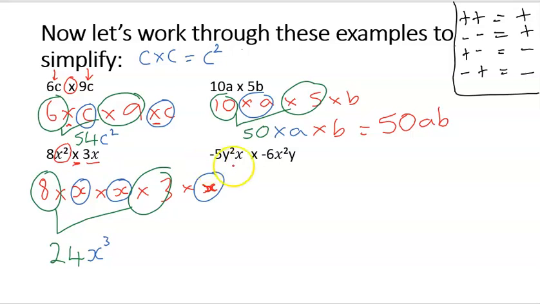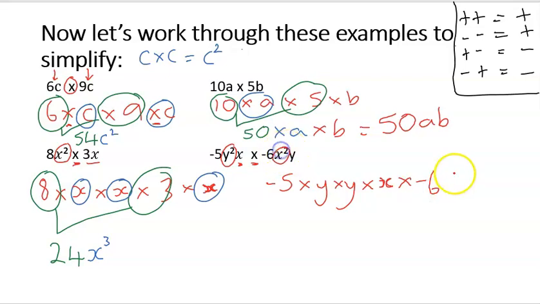Okay, so the first thing we're going to do is expand this. So we've got negative 5 multiplied by y squared. So that would be y multiplied by y. And then this x here multiplied by x. And then multiplied by negative 6 x squared this time. So x times x times x. And this y here multiplied by y.